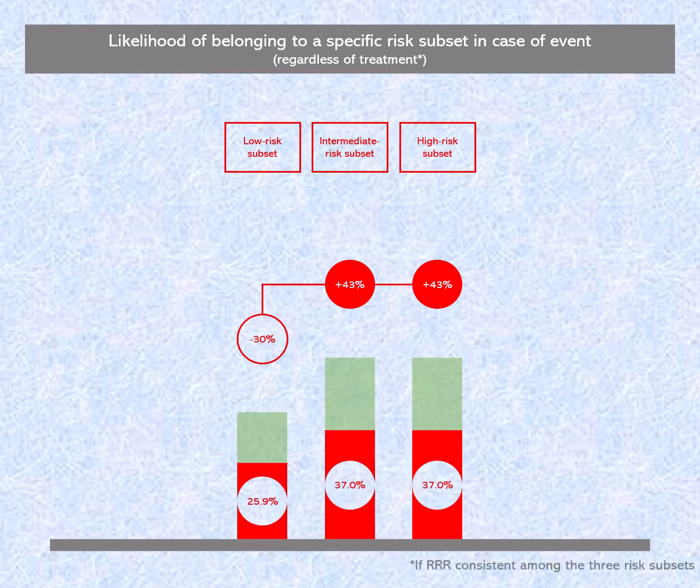In addition, the three likelihoods do not change when the treatment is applied. This is due to the consistency of the relative risk reduction among the three risk subsets, which reduces the event rates proportionately in each subset, regardless of the individual baseline risk.